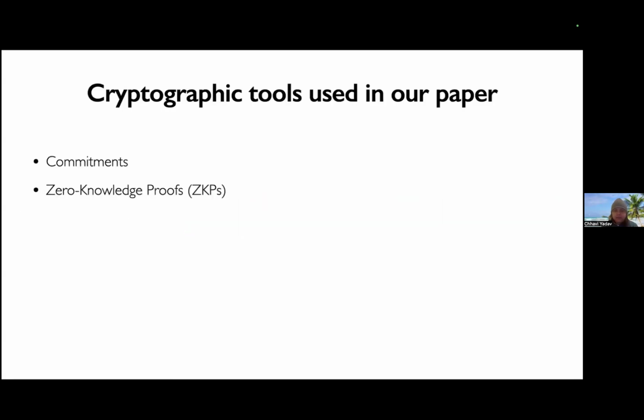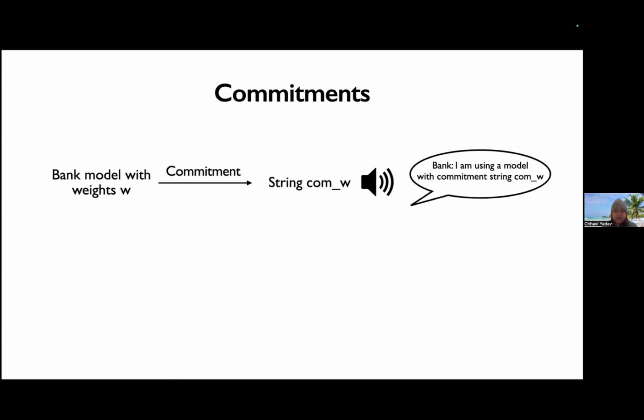Now I'll take a bit of a detour to explain the cryptographic tools used in our paper. So the two cryptographic tools are commitments and zero knowledge proofs. For commitments, suppose there's a bank which uses a model with weights W. Commitment is a function which creates a string out of the model weights. Suppose it's like com_W, and this commitment string is broadcasted by the bank. So it's put up on like GitHub or elsewhere.